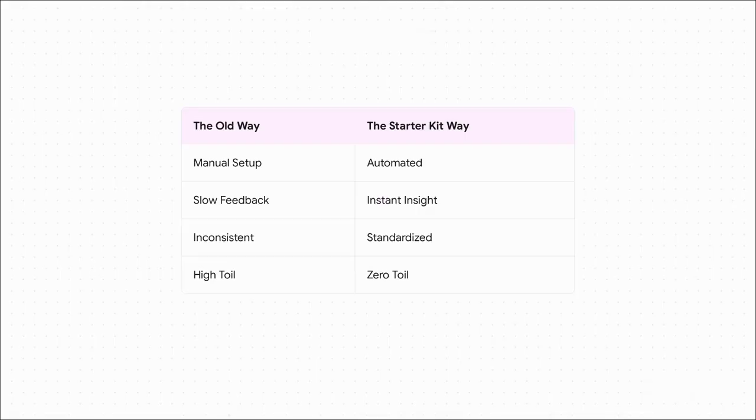You know, the old way of doing things was usually a mad scramble. For every new service, you'd have to manually set up logging, cobble together some dashboards, and figure out what alerts to create. It was slow, it was wildly inconsistent from one team to the next, and it created a ton of that repetitive work we all hate. You know, toil. Well, the starter kit approach just flips that entire script. It's automated, so you get instant insight, and it's standardized, which means you finally get consistency.